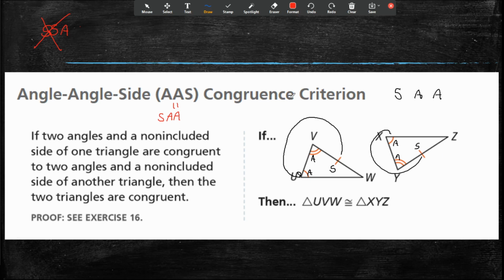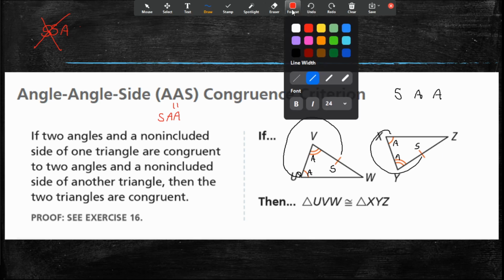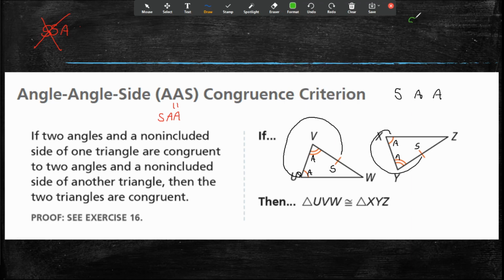All right. So right now we can use, let's put these in green because they're good: side, side, side; side, angle, side; angle, side, angle; and angle, angle, side. These are the 4 that you need to memorize for your test, for your quiz, for your homework. Those are the 4 that we're going to typically use. And we're going to tap on this one later, not today.